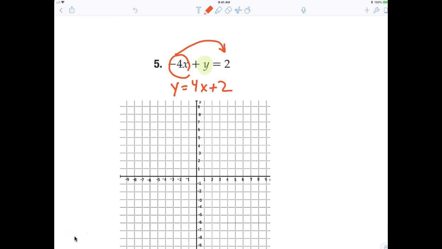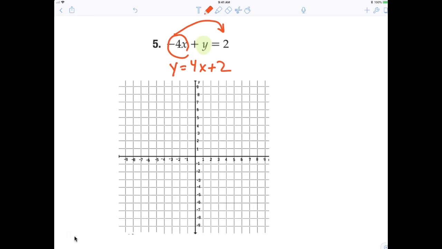She's got this. You got to do the what first? Always graph. Yes, and what is the y-intercept? 2. So all I have to do is go up to 2 and plot a point. Beautiful. All right, what's the slope?